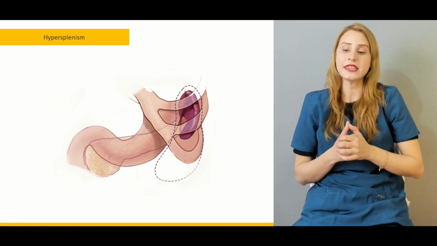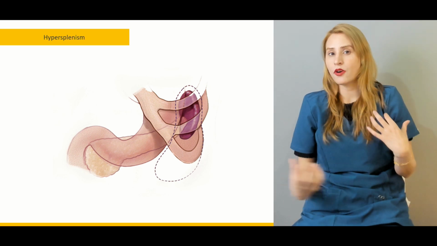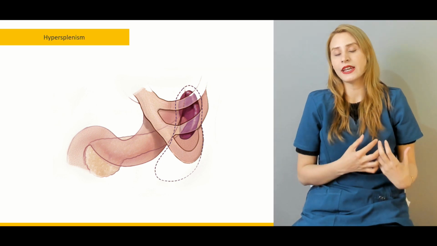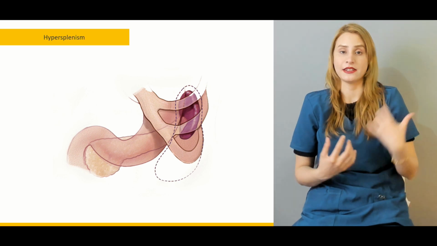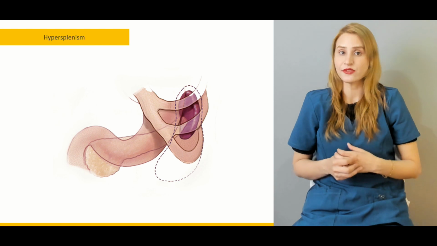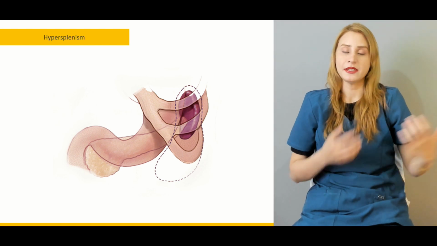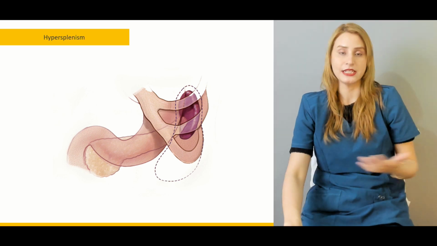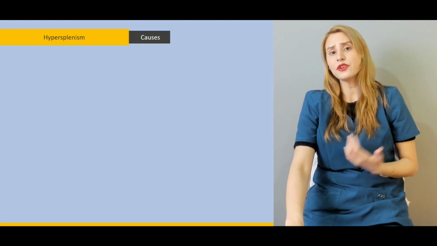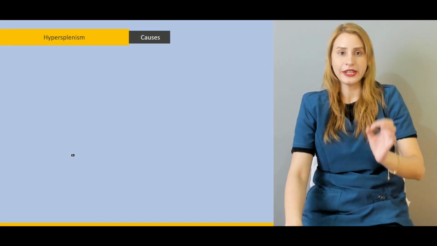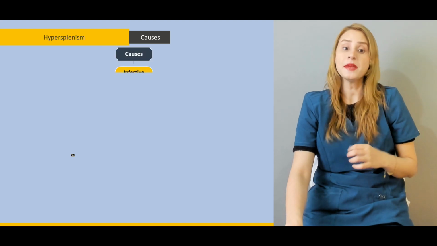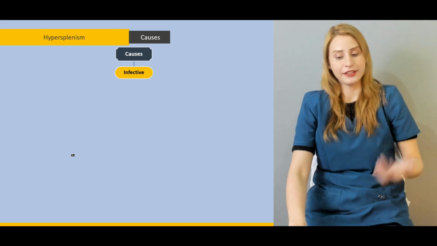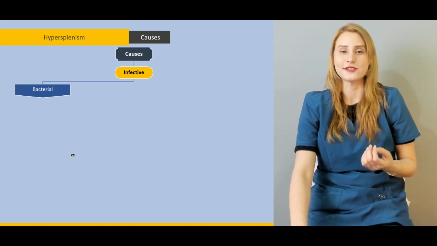The important thing is that trauma, blast explosion or gunshot injuries involving the abdomen, causing direct or indirect blunt or penetrating injury, particularly involving the left hypochondrium, have a tendency to cause trauma to the spleen. So it is important that we know the different causes of hypersplenism. There are infective causes, metabolic causes and neoplastic causes. We will be discussing these causes one by one.